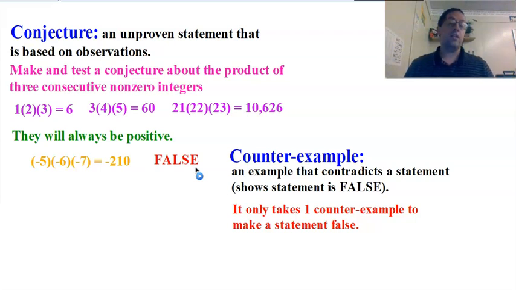Now you could change that and fix it by saying, well, most of the time or some of the time. Then you're okay. But if you say it's always, then it has to be always. There can be no exceptions. We have an exception, so it's false. So let's try something else.